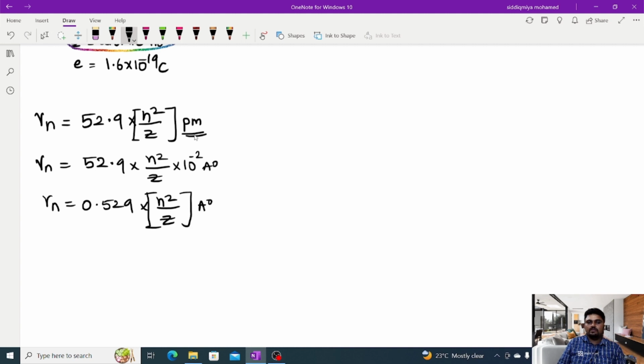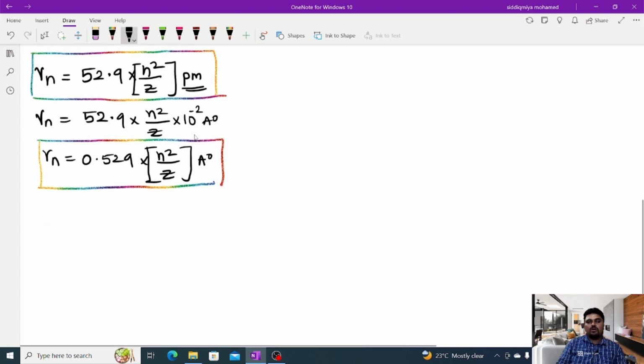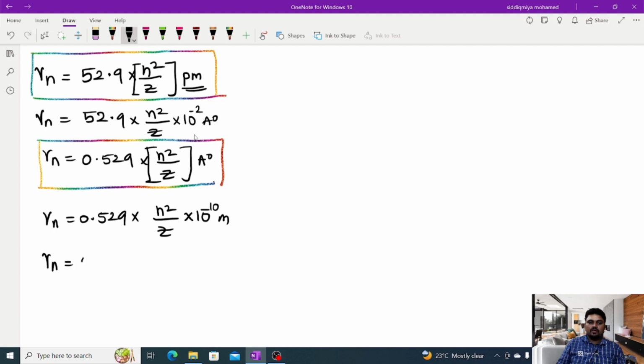It is in angstroms. Here these two formulas are important. The first one is the picometer formula, and the conversion you can leave. The angstrom formula is important. Now you can convert into meters. Then Rn is equal to 0.529 into n square by z into 10 power minus 10 meter. Similarly Rn is equal to 0.529 into n square by z into 10 power minus 8 centimeter, you can write.